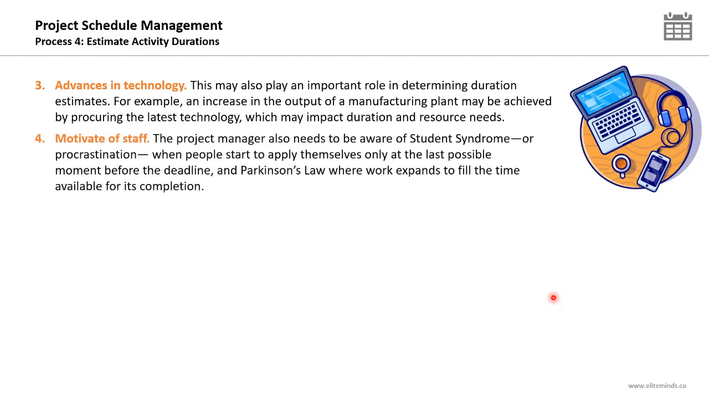Motivation of staff. The project manager as a leader also needs to be aware of student syndrome. Recently, there was a question in the exam about the student syndrome, or procrastination, when people start to apply themselves only at the last possible moment before the deadline. Also, Parkinson's law, which is very important for the exam, where work expands to fill the time available for its completion. So you should expect 2 questions in the exam about the student syndrome and Parkinson's law.